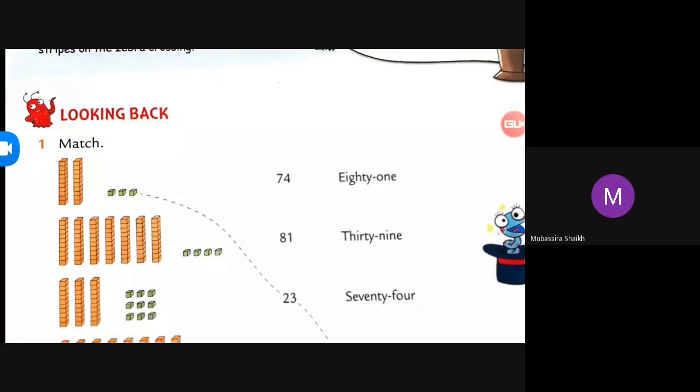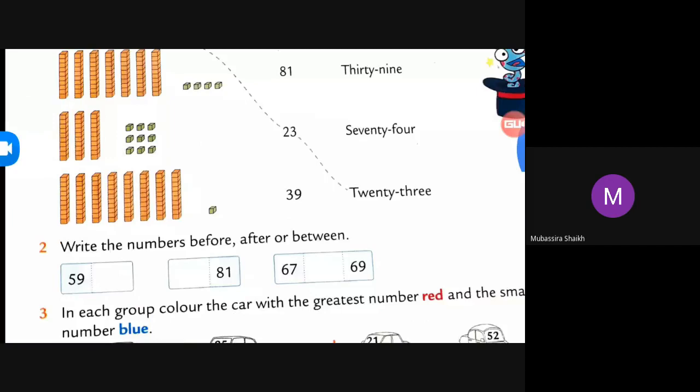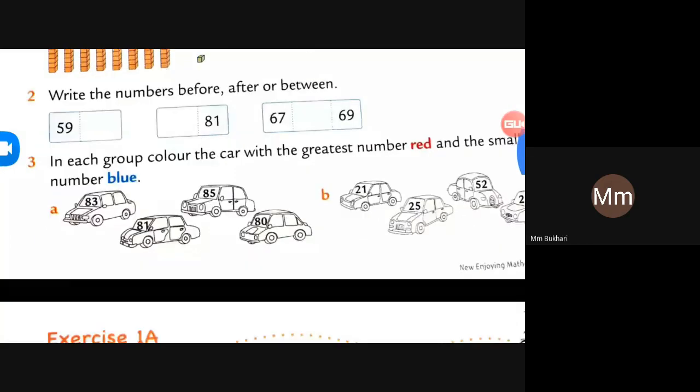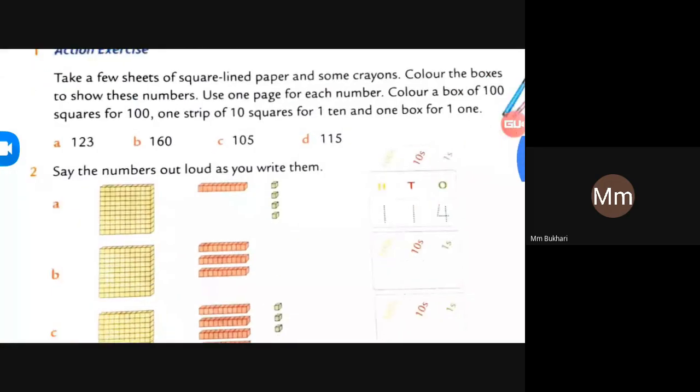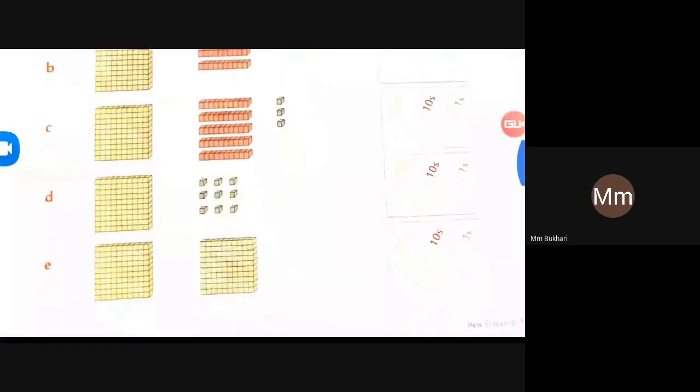This is what you had done in the first standard. Now see this, after, before and between numbers. This we also did. Now see this, exercise 1A, we also did this. 110, how to write this value according to the picture. We also did this, and this is very easy.